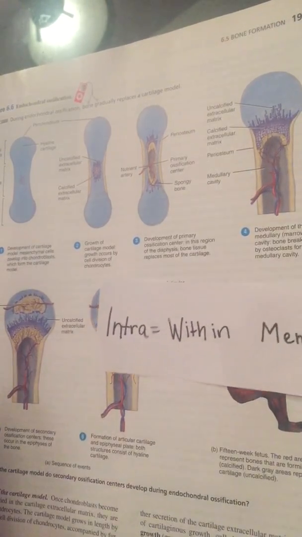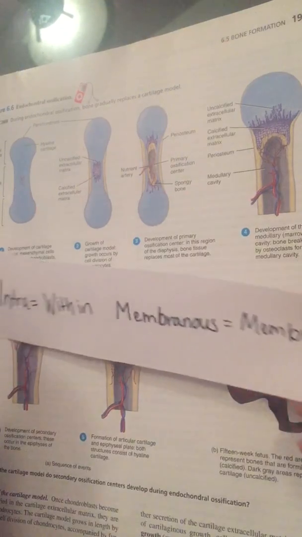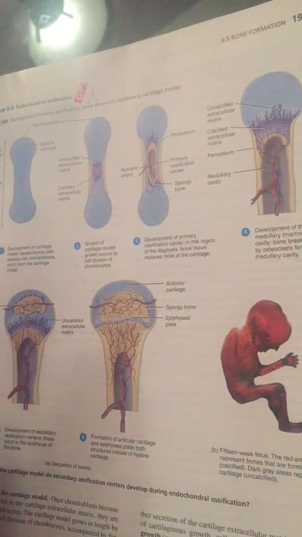Flat bones are formed via intramembranous ossification, which occurs using mesenchymal cells inside the embryonic fibrous connective tissue. Intra is within, membranous is membrane, within membrane.